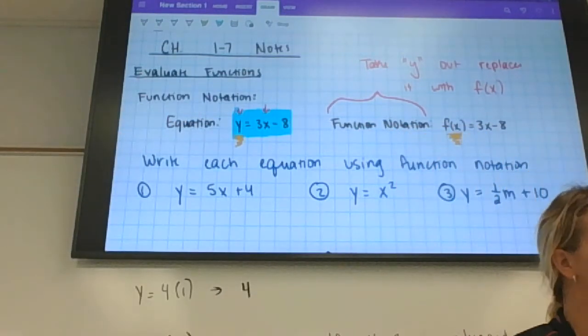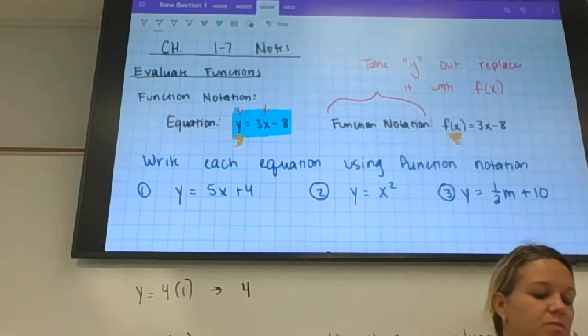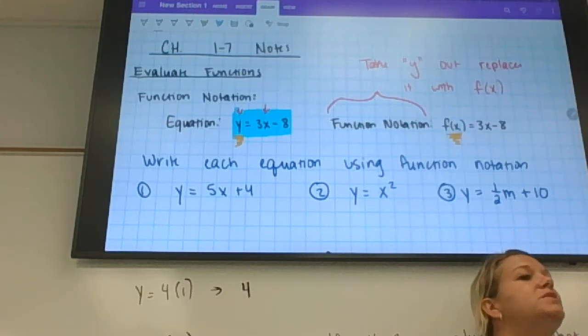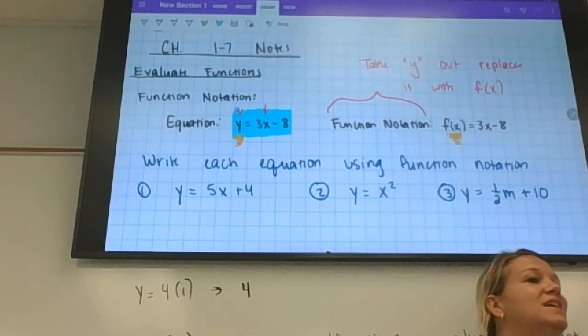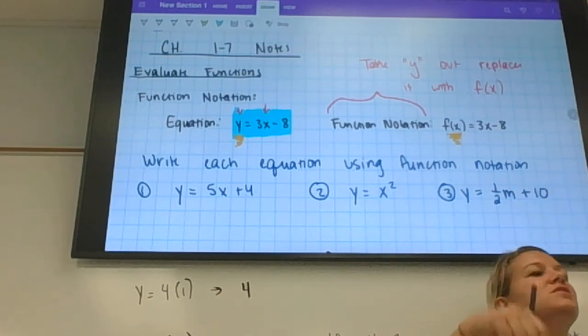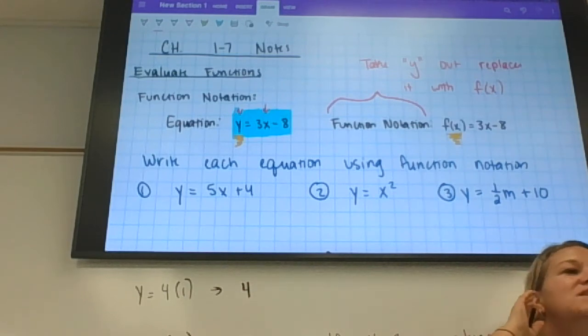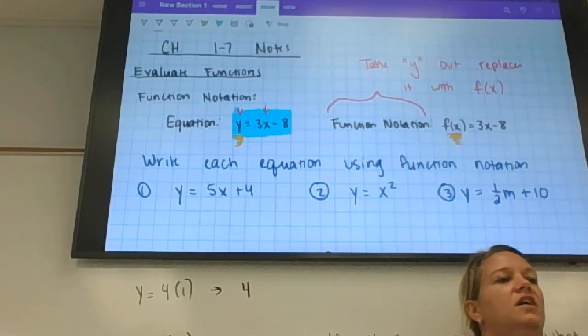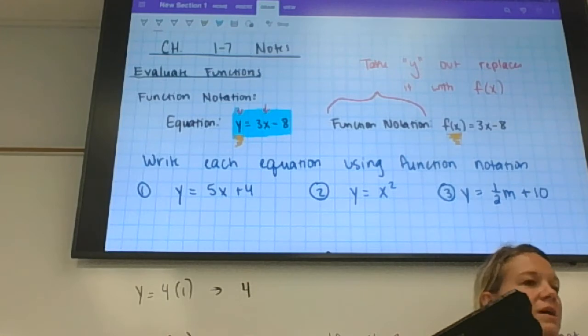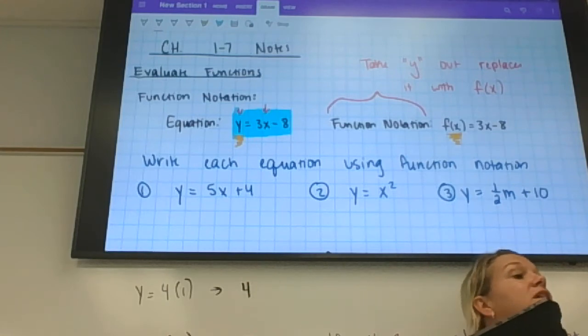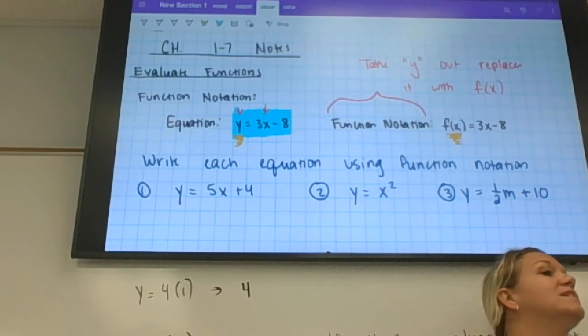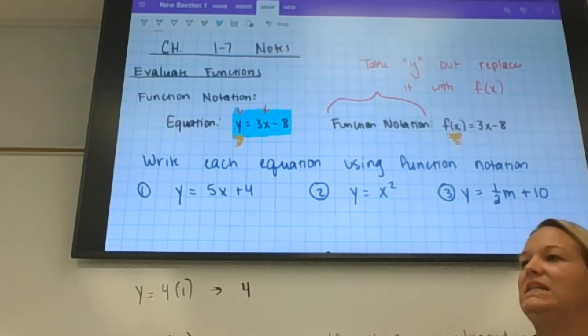Benjamin, go ahead and do number 1. Right now it says y equals 5x plus 4. Please write it in function notation. Surely you were just talking to your group mates about function notation. It wasn't an off-task conversation. Okay, let's kick it to the people behind you who have to deal with you talking the entire class. Brianna? Oh, Brianna.